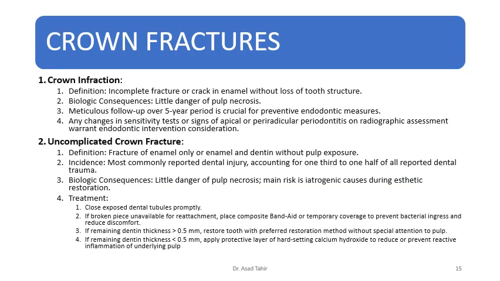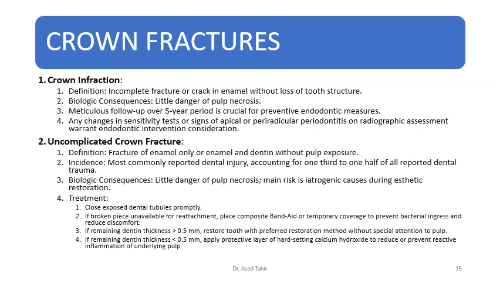Crown infraction. Definition: an incomplete fracture or crack in enamel without loss of tooth structure. Biologic consequences: little danger of pulp necrosis. Meticulous follow-up over a 5-year period is crucial for preventive endodontic measures. Any changes in sensitivity tests, or signs of apical or pararadicular periodontitis on radiographic assessment, warrant endodontic intervention consideration.